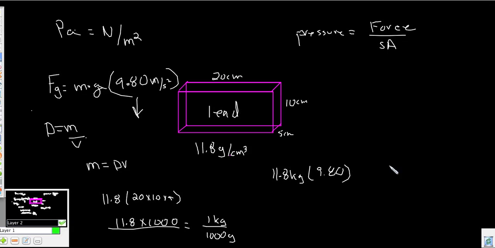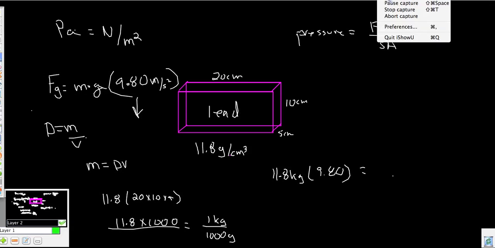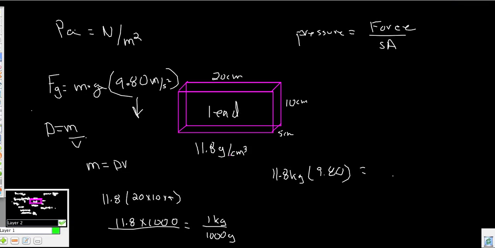Oops, I did that wrong. Sorry, I did not multiply. I accidentally divided. Okay, sorry about that. And that's going to equal, let's see, what did I calculate that out to? 115.64. So this is force. So right here, this is 115.64 newtons.